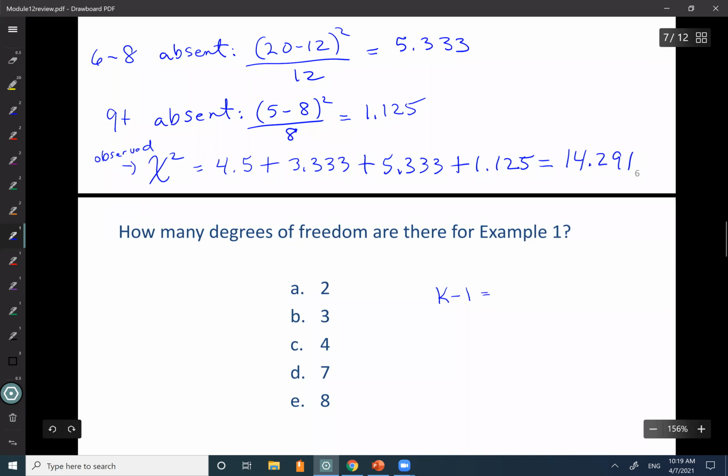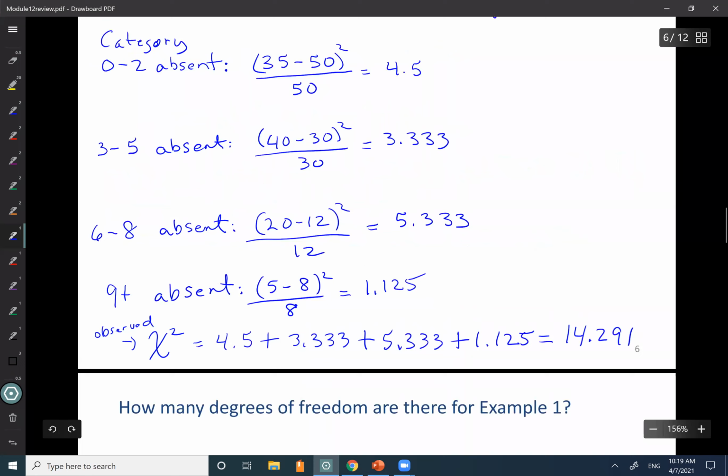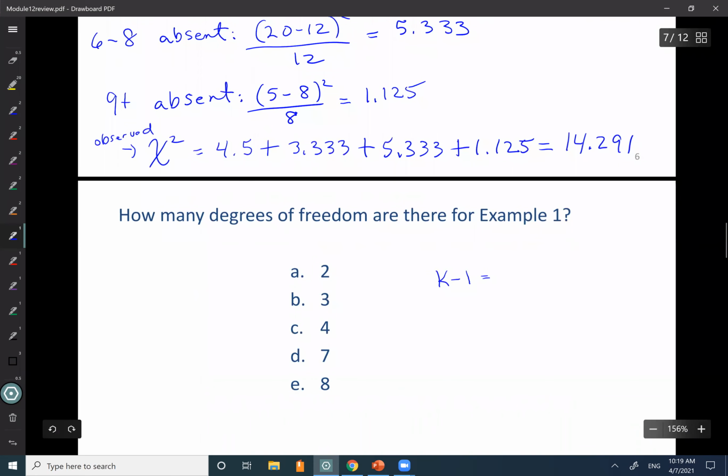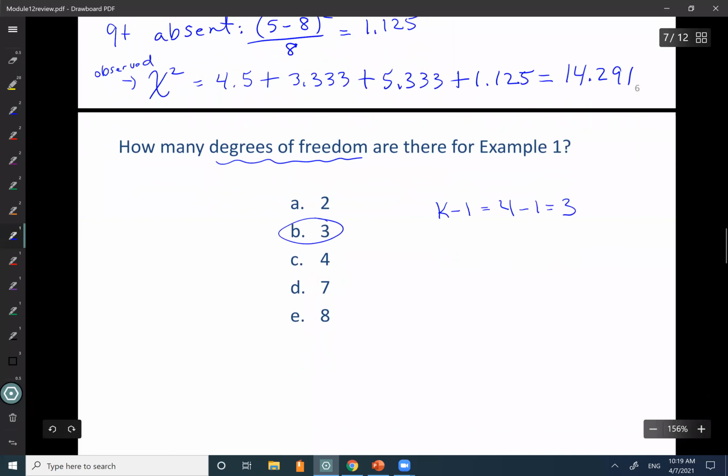Okay, how many categories do we have here? Well, we have 0 to 2 days, 3 to 5 days, 6 to 8 days, and 9 plus. So we have 4. 4 subtract 1 is going to give us 3 degrees of freedom, right? So I'm going to use that to get our chi-square. I'm going to put a star there because we all know what the star means. It's the critical value, the table value.